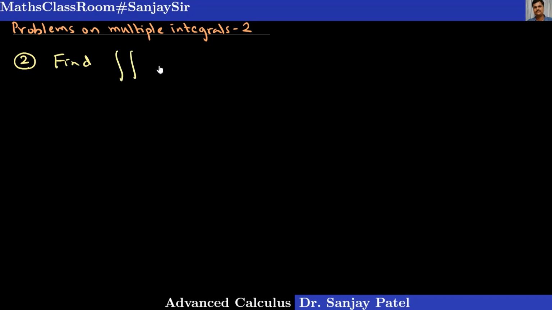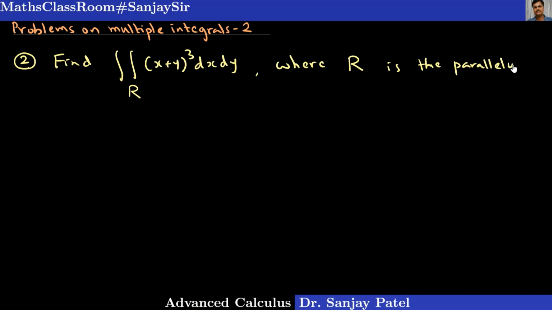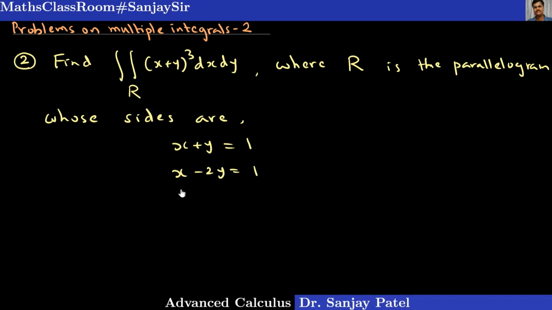this double integral (x plus y) whole cube dx dy over the region R, where capital R is the parallelogram whose sides are the following lines. One side is given by the equation x plus y is equal to 1. Second side is x minus 2y is equal to 1. Then x plus y is equal to 4. And x minus 2y is equal to minus 2.